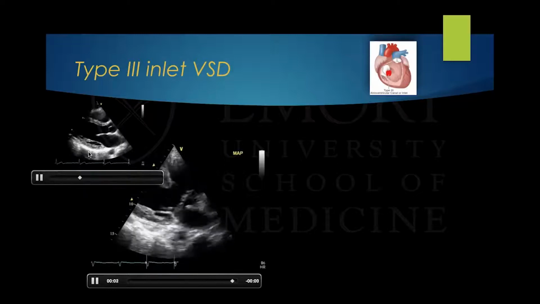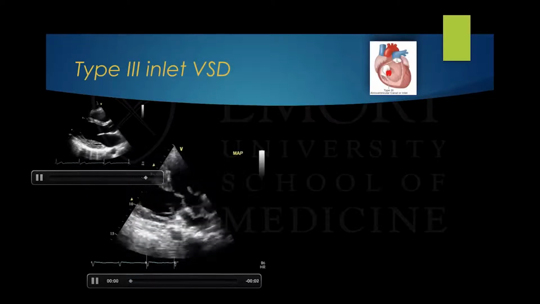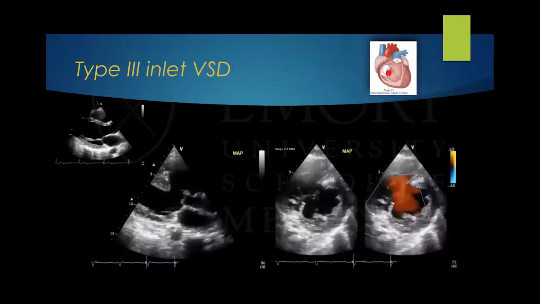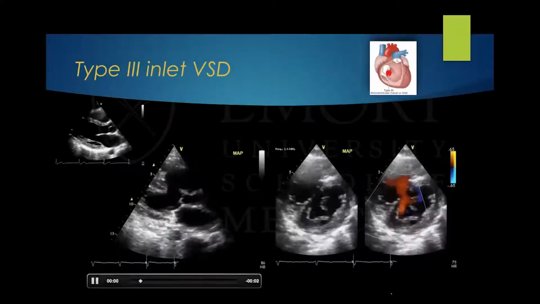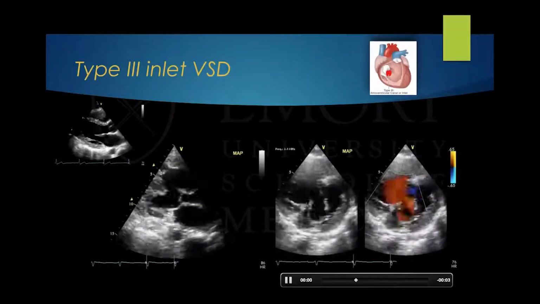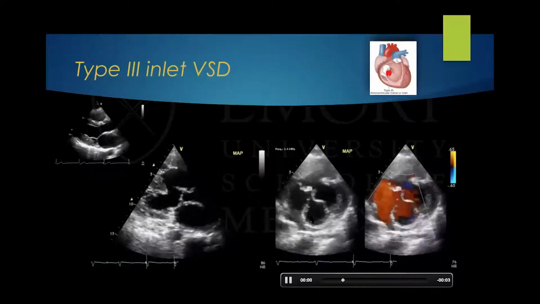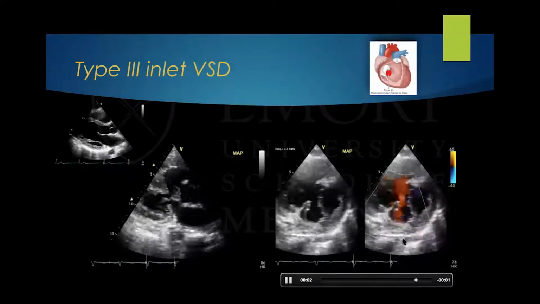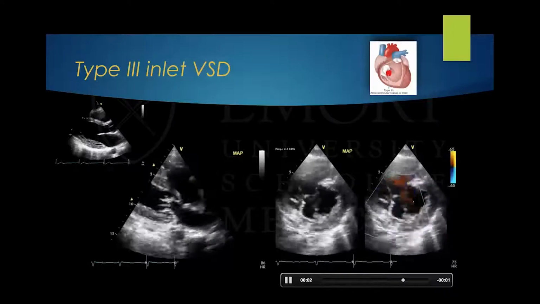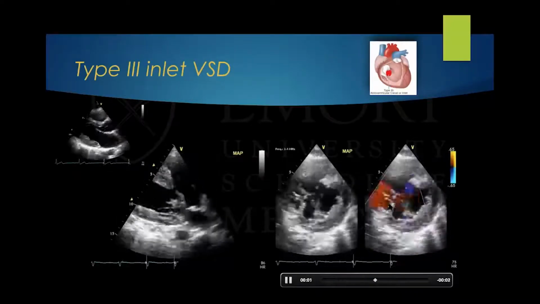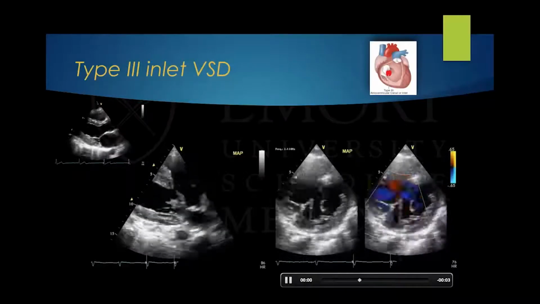And I put a normal parasternal long axis on top so you can see the difference between normal versus a type 3 inlet VSD. In this short axis view, you will see the defect along the inlet septum, and this is a common AV valve. The valve has not been divided. It's a cushion type defect, and the shunt in this particular case is left to right. And also there is a primum ASD in this area.